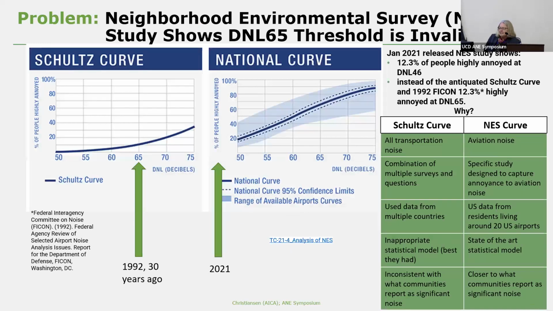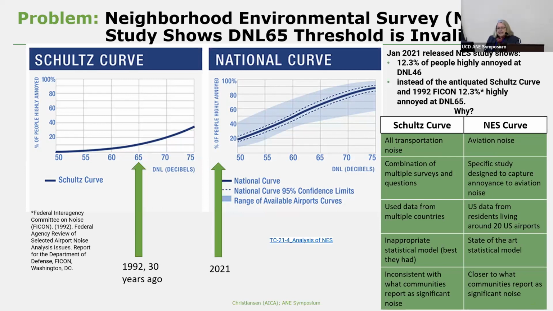Here's the Schultz curve versus the National Environmental Survey. This is another reason that the DNL 65 threshold is invalid. You've seen this before, so I won't go over it, but just a few points about what makes the NES curve different. The Schultz curve looked at all transportation noise. The NES curve was a specific study designed to capture annoyance to aviation noise. It included US data from residents living in 20 airports. The Schultz curve used international data.